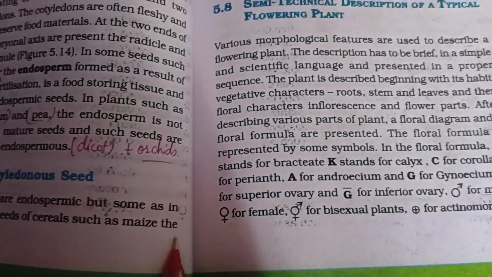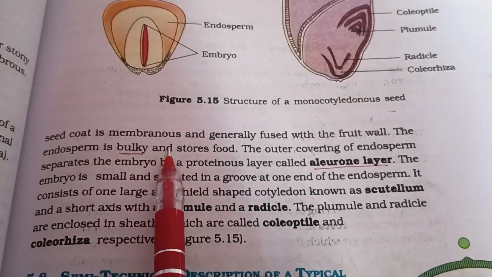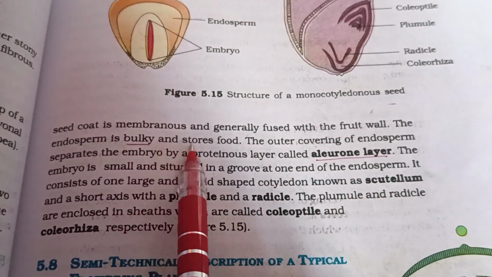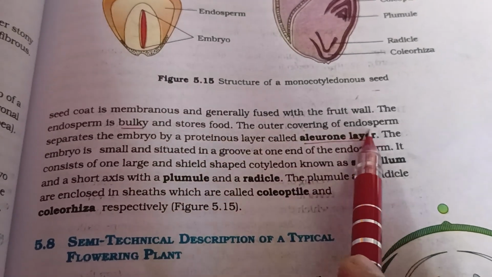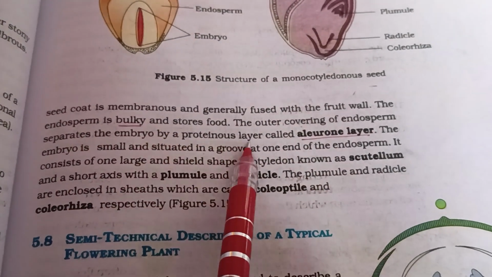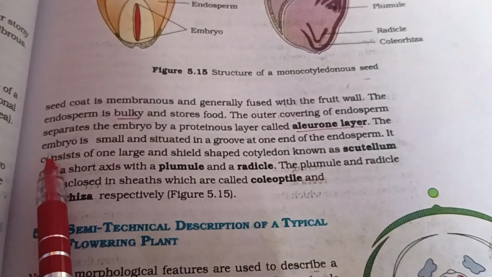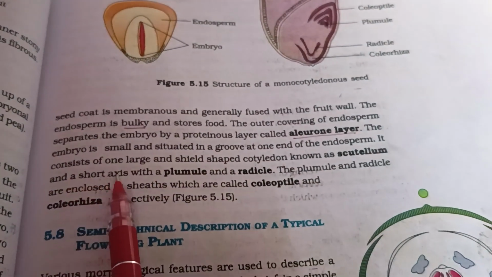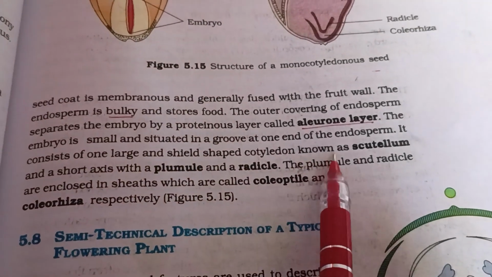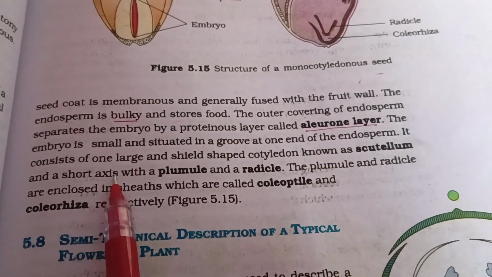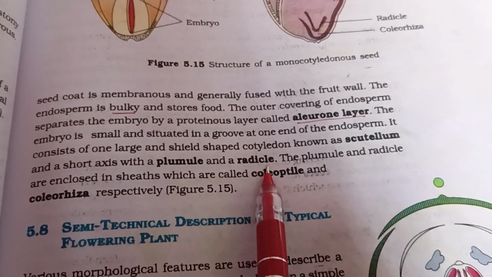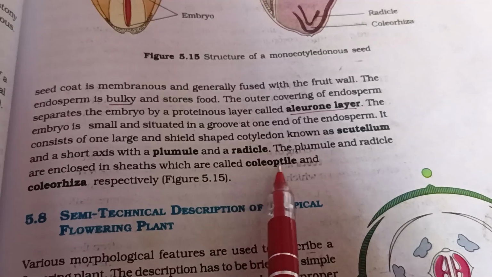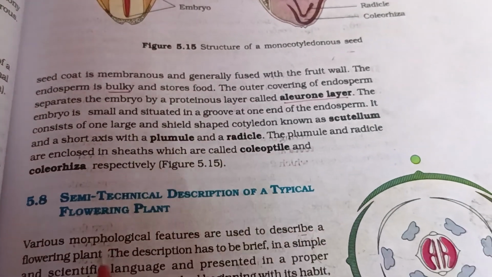In the seeds of cereals such as maize, the seed coat is membranous and generally fused with the fruit wall. The endosperm is bulky and stores food. The outer covering of endosperm separates the embryo by a proteinaceous layer called the aleurone layer. The embryo is small and situated in a groove at one end of the endosperm. It consists of one large and shield-shaped cotyledon known as scutellum and a short axis with a plumule and a radicle. The plumule and radicle are enclosed in sheaths which are called coleoptile and coleorhiza respectively.